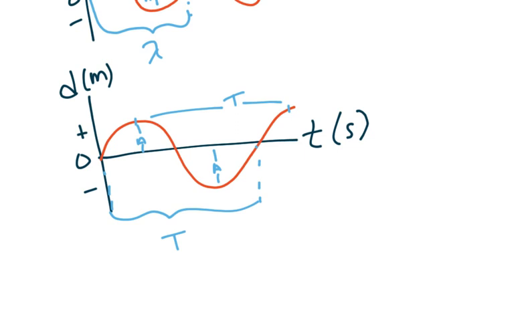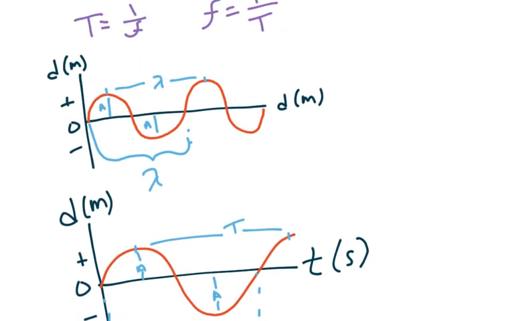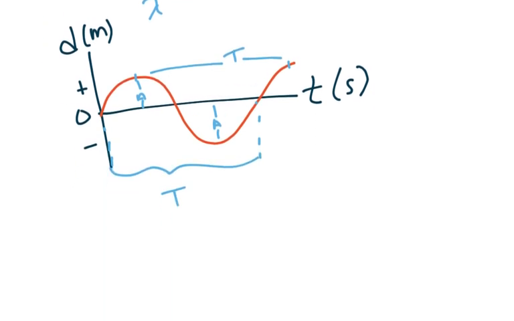Okay, so wavelength comes from the graph that has meters on the y-axis and meters on the x-axis. Period and frequency come from the graph that has meters on its y-axis and seconds on its x-axis.